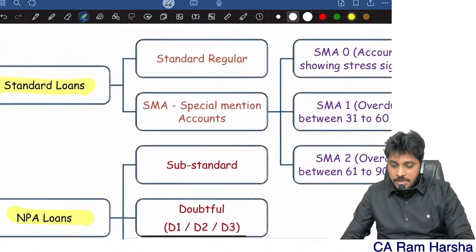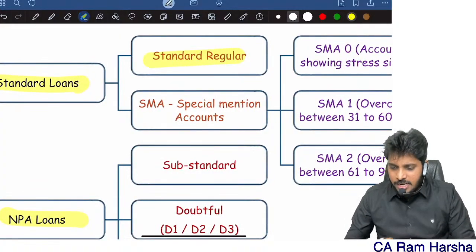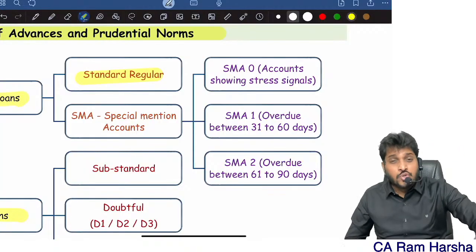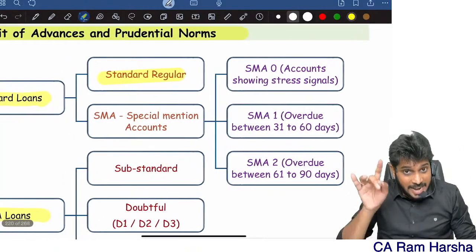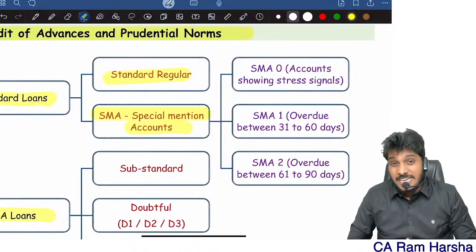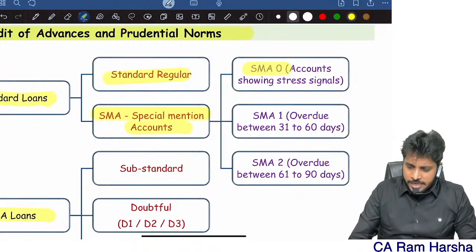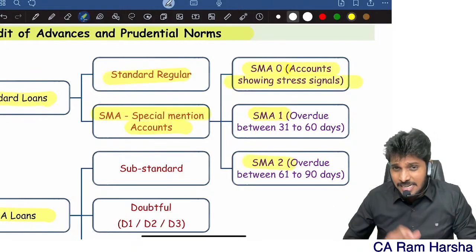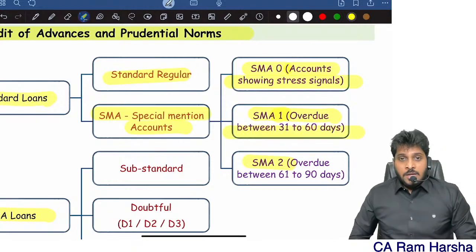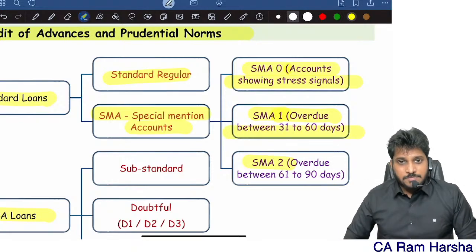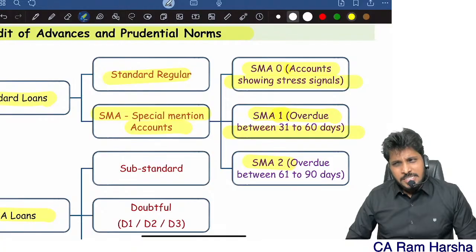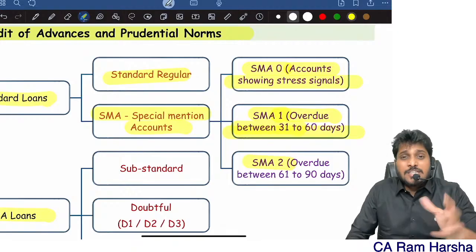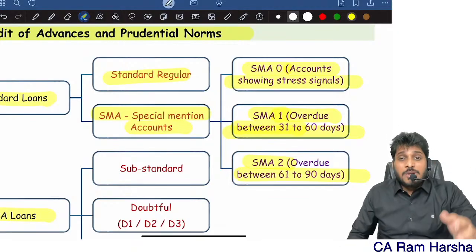Standard loans are nothing but standard, regular. Regular means what? These are the assets where there is no stress signal at all. The standard accounts are again classified into another type, SMA, special mention account: SMA 0, SMA 1, SMA 2. In SMA accounts, some stress signal is there. Sir, I gave a loan, the customer defaulted. EMI due date came, he defaulted. Is the default more than 90 days now? Is overdue more than 90 days? No. Overdue is just between 30 days to 60 days. Overdue is between 60 days to 90 days.